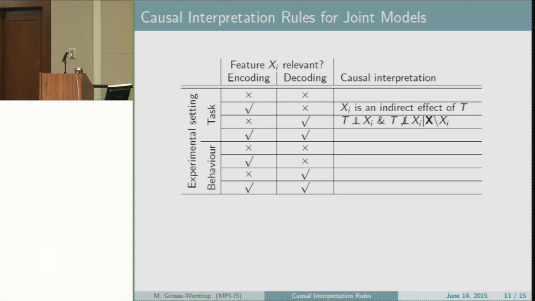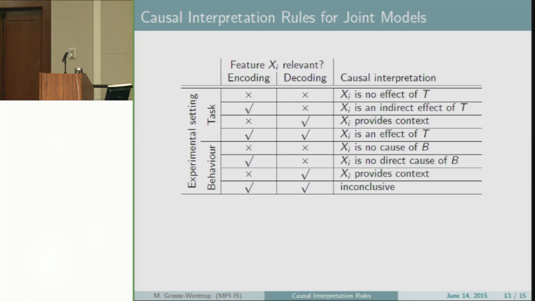Conversely, if we find that in an encoding setting a feature is irrelevant, but in a decoding setting it is relevant, then we have again learned a bit, because we can now say, okay, xi is not an effect of the task, but it still provides information because it is some noise variable, or maybe some context variable that helps you to decode by adjusting your decoder to the subject's brain state or to some disturbances. So in this case, we can say xi is a variable that provides some context. The same distinction holds for the behavioral case. So you can learn a tiny bit more if you combine encoding and decoding models.